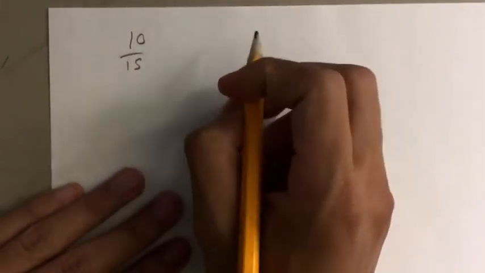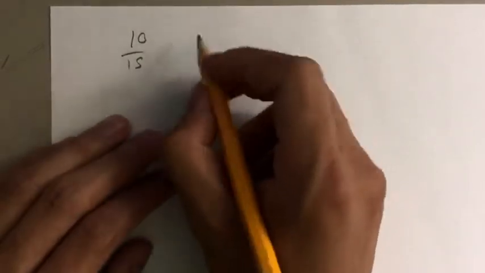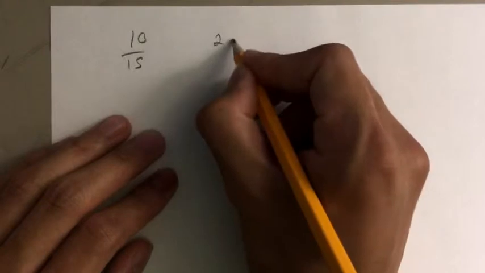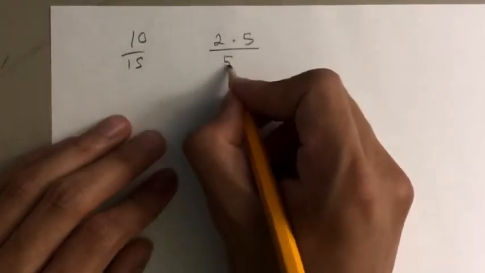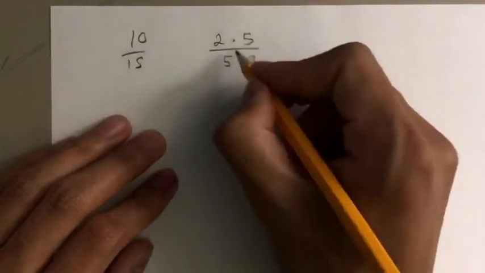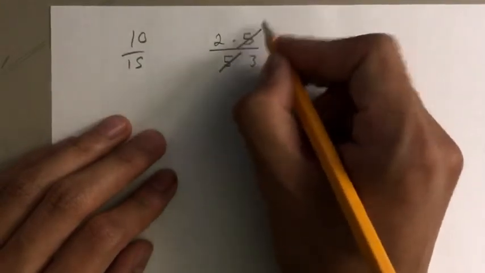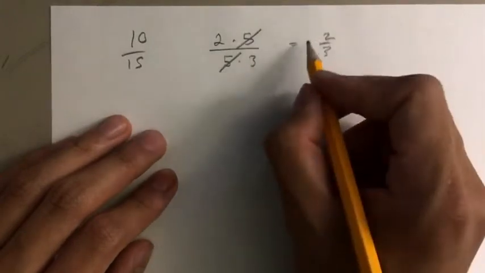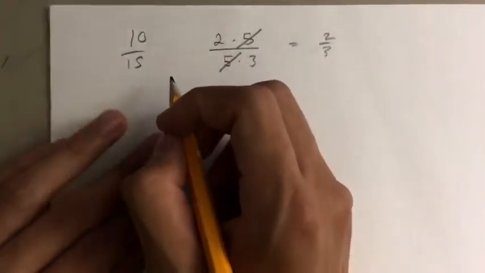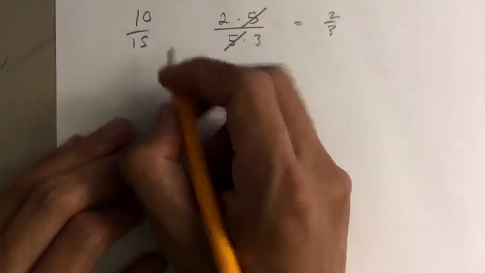So now let's talk about simplifying. How do you simplify this fraction? Well, you can say that 5 fits into both of them, both the numerator and the denominator. So you could say 2 times 5, you're splitting it up into the components, and 5 times 3. Now you cross out the 5s, and you're left with 2/3. You probably remember this from pre-algebra. But if you've never taken a pre-algebra course, that's okay. Let's do another example then.